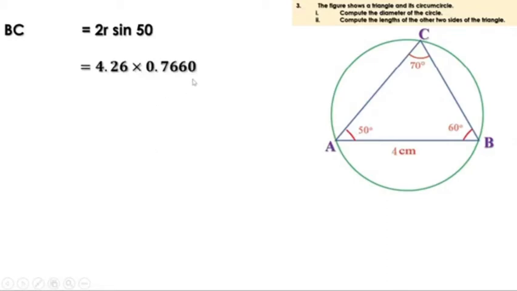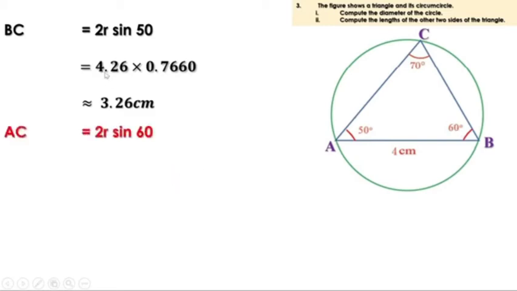2r we have already found. That is 4.26 into 0.7660 is your answer. To make it easier, we can write 0.7660 as 0.77. So your answer will be 3.26 centimeters. That is, the length of BC is 3.26 centimeters.